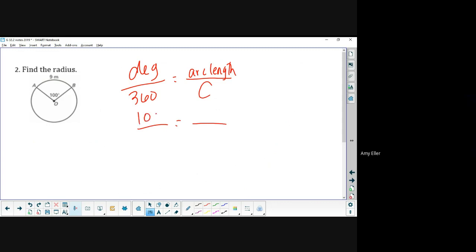The degrees are 100. The arc length is known. That's 9 meters. You can just write 9. We'll label things at the end.